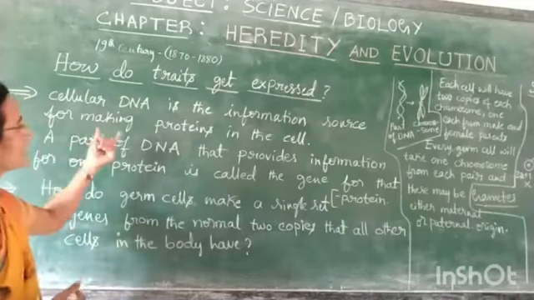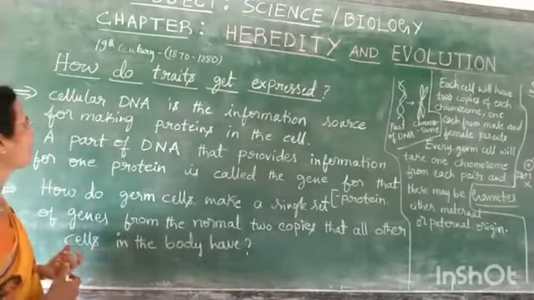So cellular DNA is the information source for making proteins in a cell.